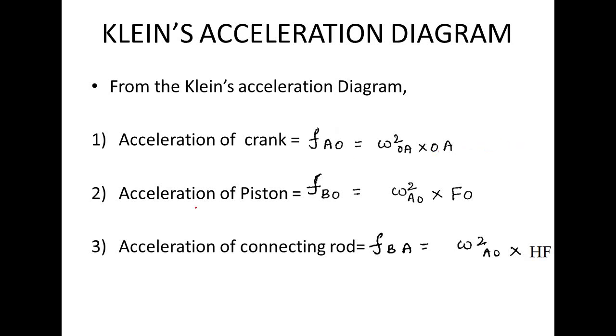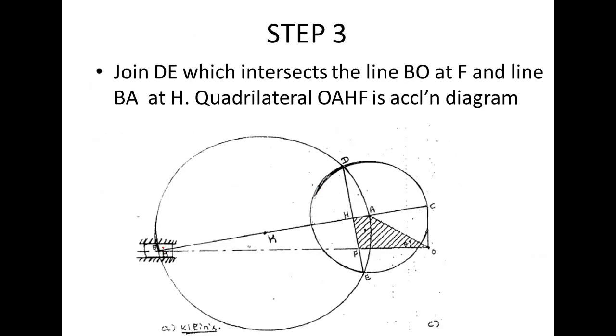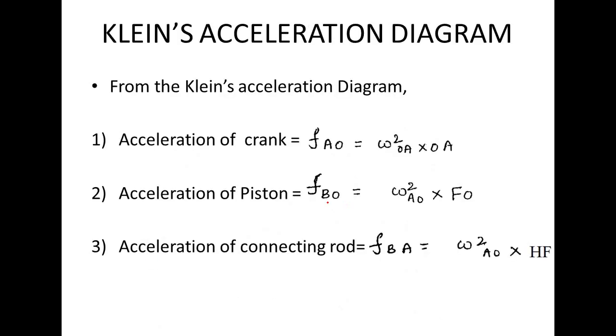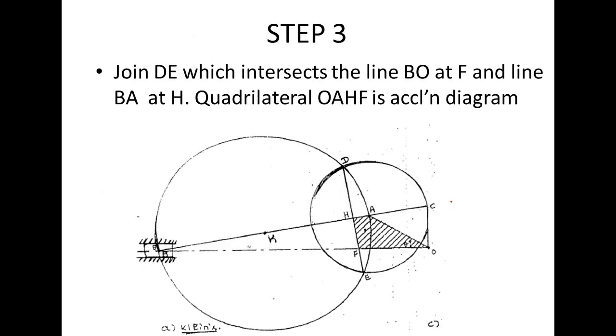Next, acceleration of the piston. Which is the piston? Here B is the piston, which is sliding along this horizontal line OB. The acceleration of the piston we can easily calculate: f_BO is equal to omega square AO, that is the angular velocity of the crank squared, multiplied by FO. What is FO? FO is this particular length. From here to here you have to measure the distance, and multiply by that distance.